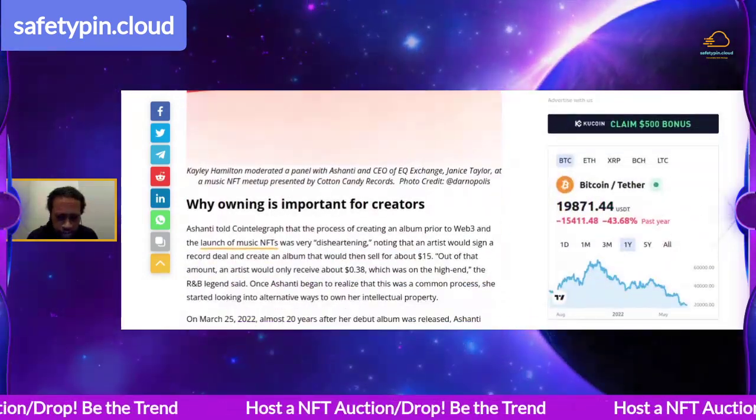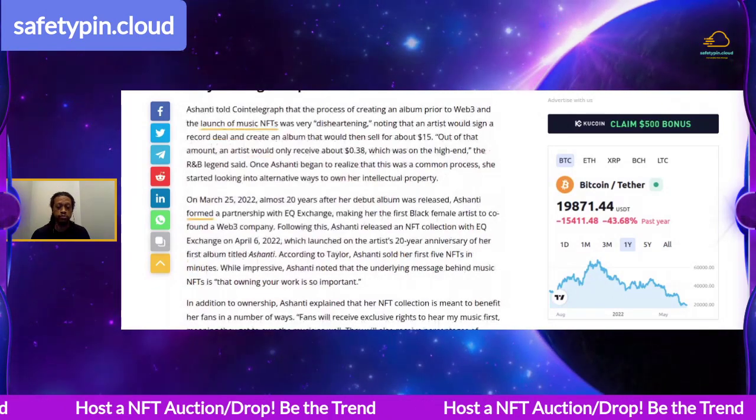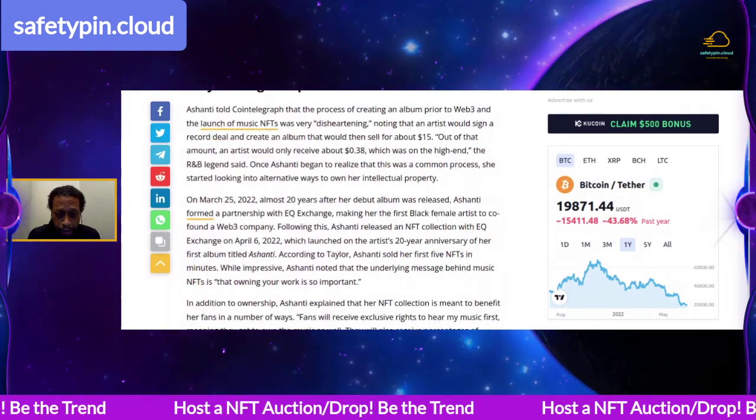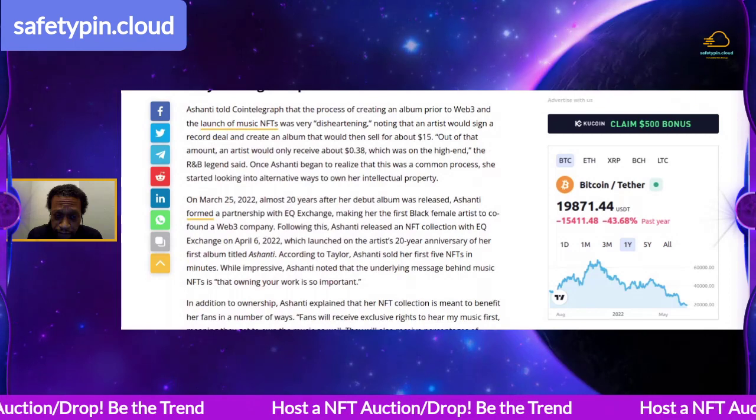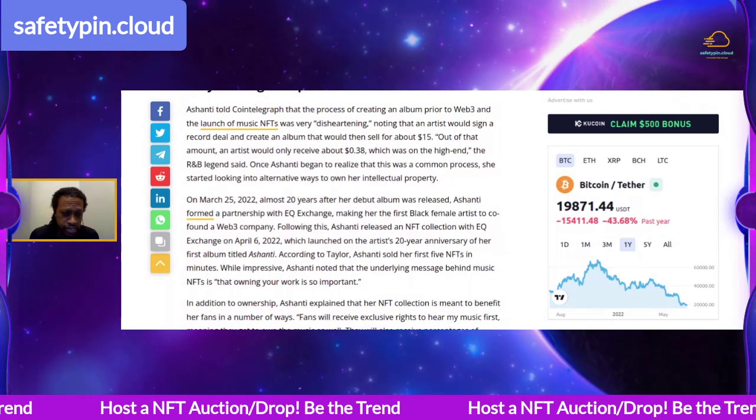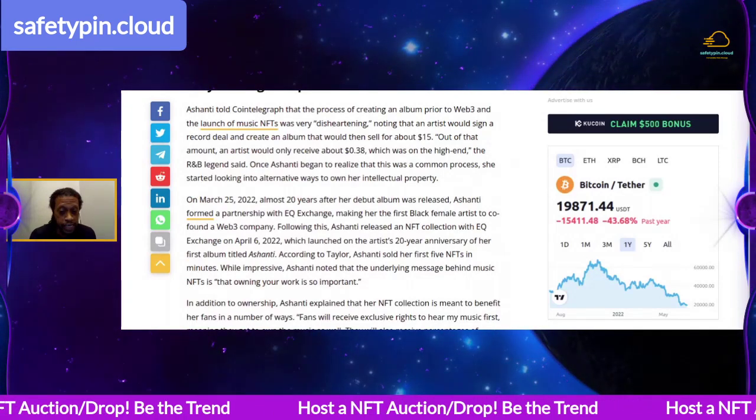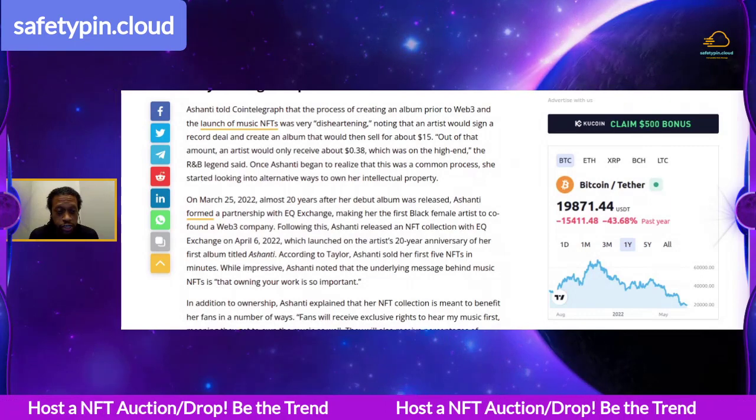But they do shine a lot of light on how much money a regular record company makes. They say off of a $15 album, the artist is making about 38 cents. And man, that is very low. 38 cents off $15. So you see where they're sitting at.